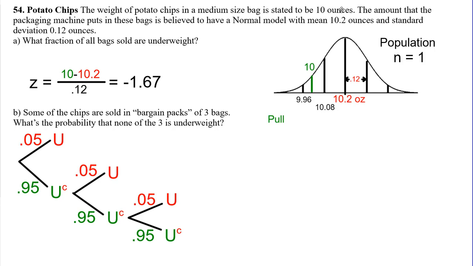So they state it's 10 ounces, but they actually overfill it on average, which is to avoid lawsuits. All right, and standard deviation of 0.12 ounces. So what fraction of all bags that are sold would be underweight? So in order to find that, anything less than 10 would be underweight. So we're looking for the area underneath the curve here.